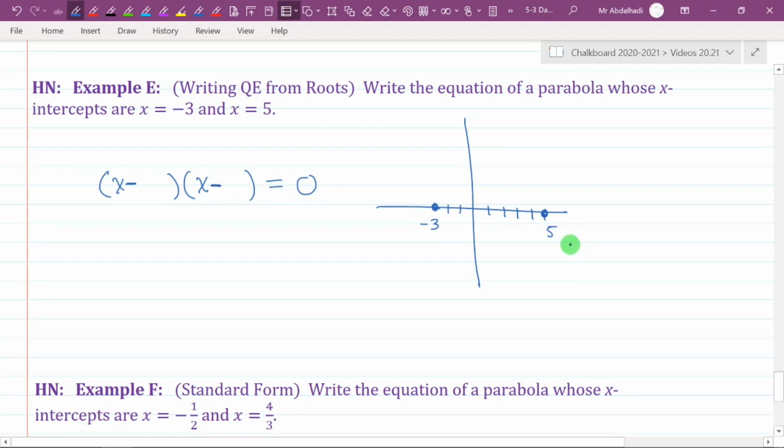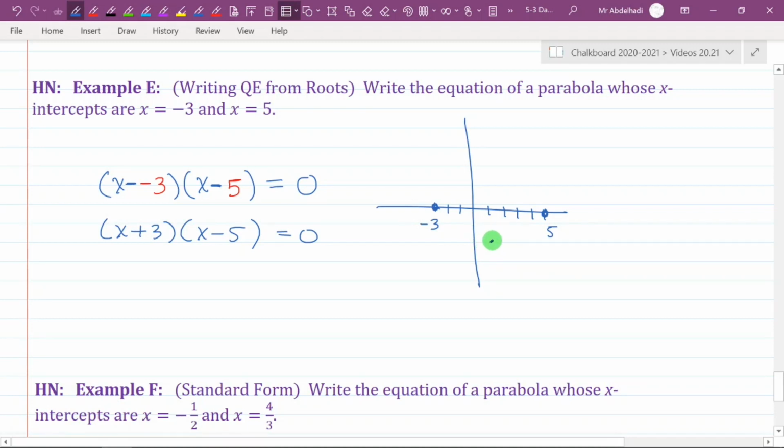And the reason being, well, you've seen it. Every time we do this, the signs flip, right? So this -3 right here, we're going to put it right here. And this +5 right here, we're just going to put it here. And now we have x plus 3, x minus 5 equals 0. If you solve this, you would get x equals -3, you get this intercept, and you get x equals +5, this intercept.